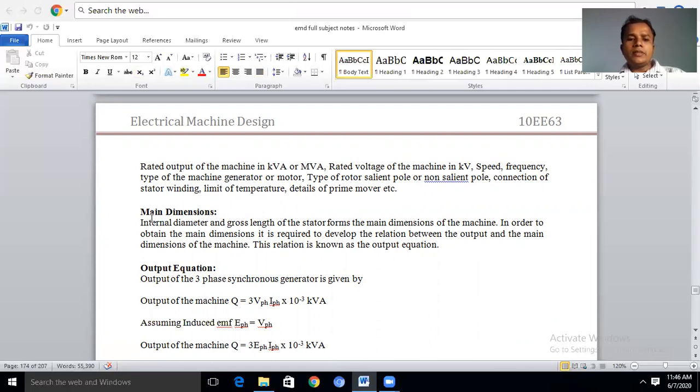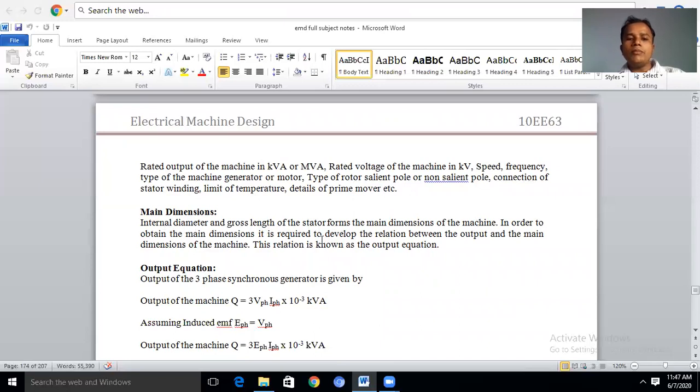So the main dimensions, internal diameter and gross length of the stator, form the main dimensions of the machine. As we have discussed in the DC machine, the transformer and the induction motor, in a similar way here also we need to have the main dimensions. Internal diameter and gross length of the stator form the main dimensions, D and L.